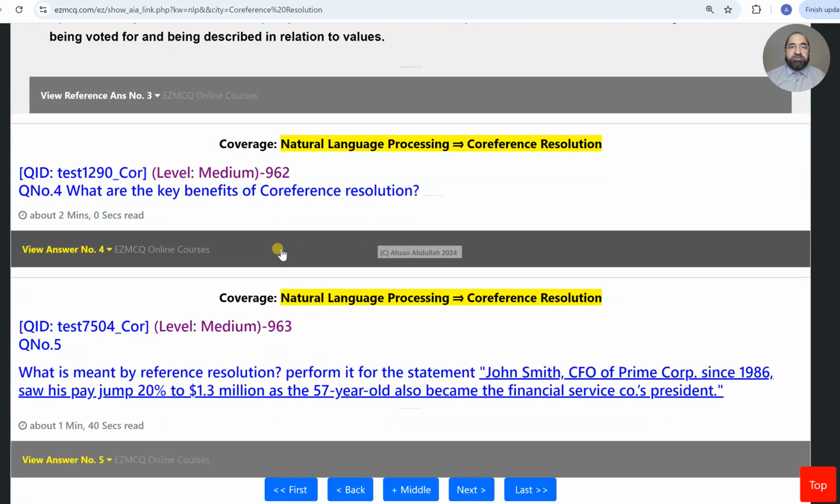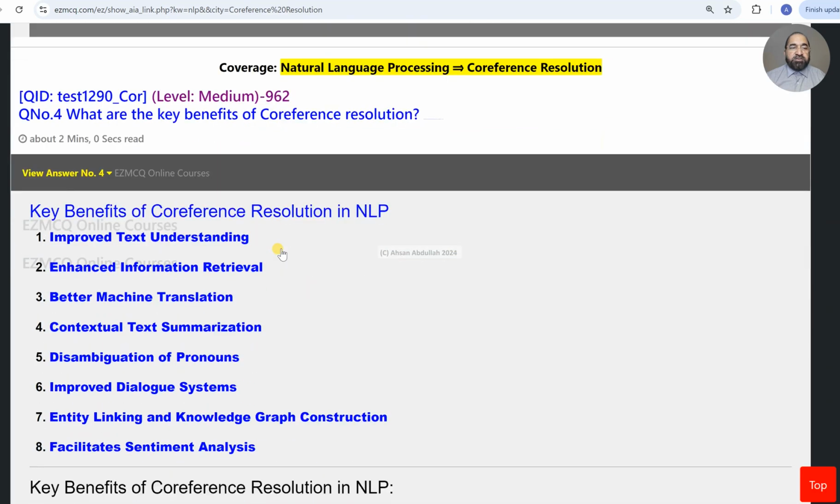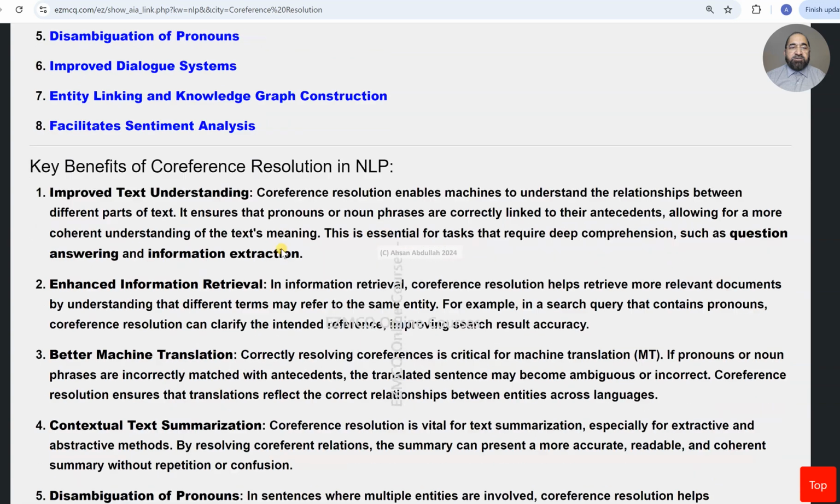So what are the key benefits of co-reference resolution? Improved text understanding. How? It helps machines understand the relationships between different parts of the text. This is essential for tasks that require deep comprehension, such as question answering, information retrieval and information extraction. It also enhances information retrieval. For a search query that contains pronouns, co-reference resolution can clarify the intended meaning.